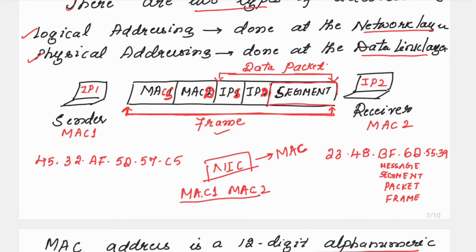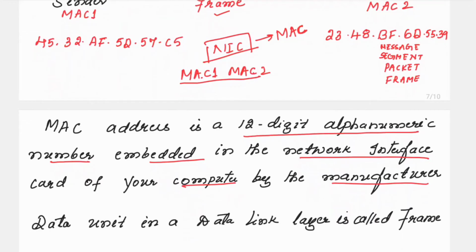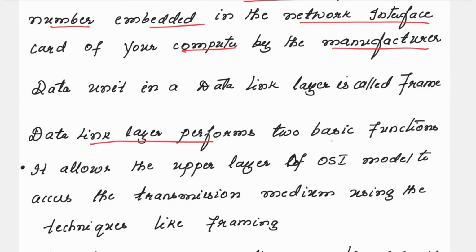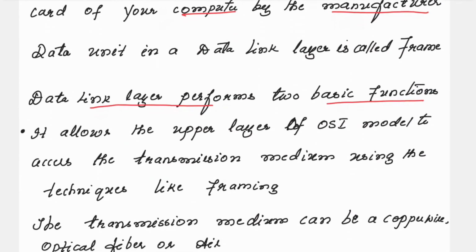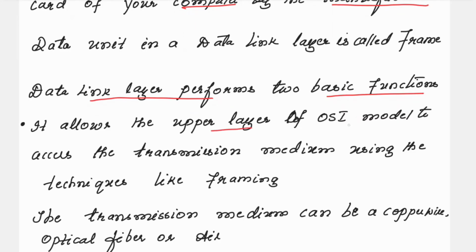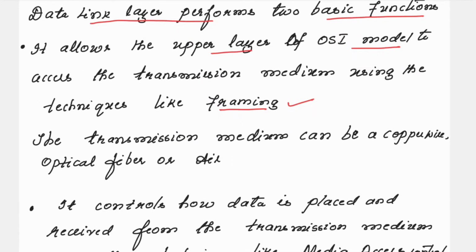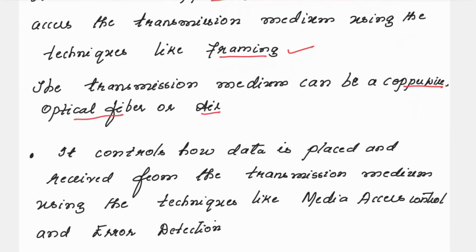So this way the data units are transferred from one layer to another layer. Now let us see the different functions that are carried out at the data link layer. The data link layer performs two basic functions. What are those? First, it will allow the upper layers of the OSI model to access the transmission medium using techniques like framing. I'll elaborate on this point. The transmission medium can be a copper wire, optical fiber, or air. The second important function is that it controls how data is placed on and received from the transmission medium using techniques like media access control and error detection.